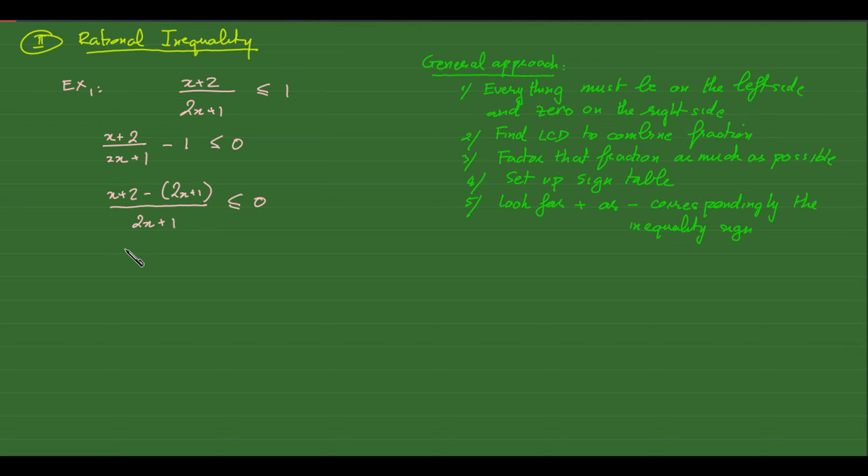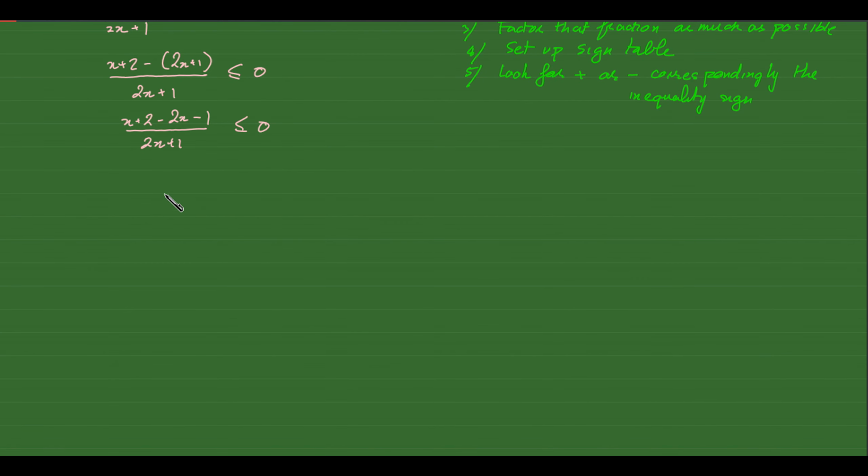Then we're going to distribute the minus. So you have x plus 2 minus 2x minus 1 over 2x plus 1, less than or equal to 0. Okay. Over here, what do we have? I'm going to combine like terms. So I have negative x plus 1 over 2x plus 1, less than or equal to 0.